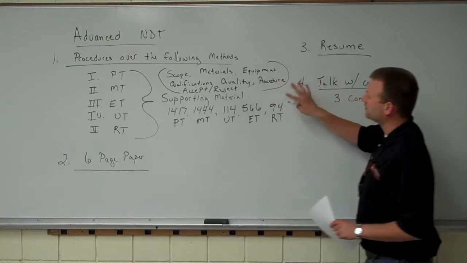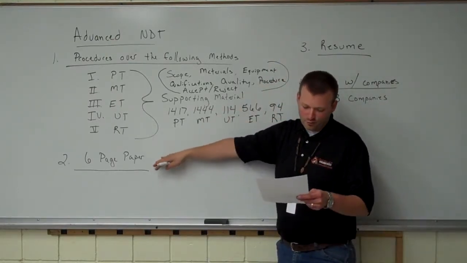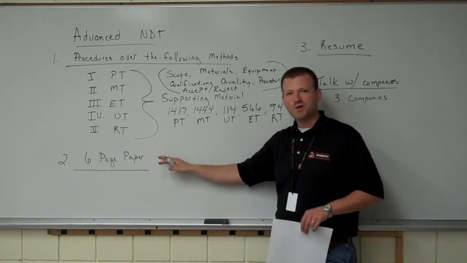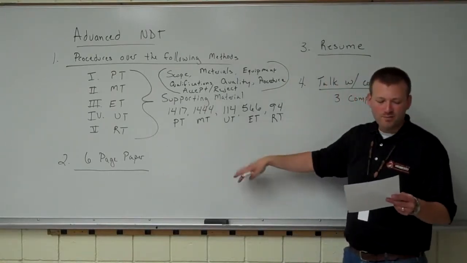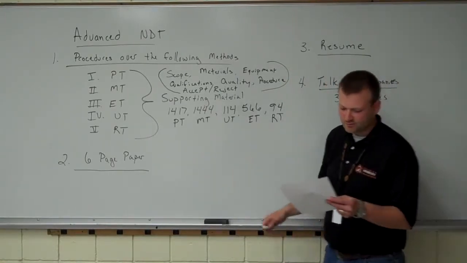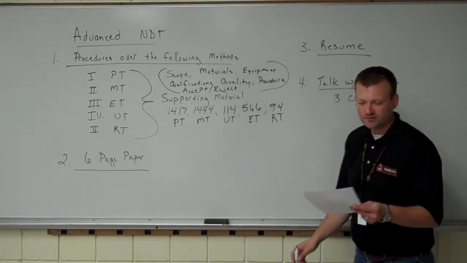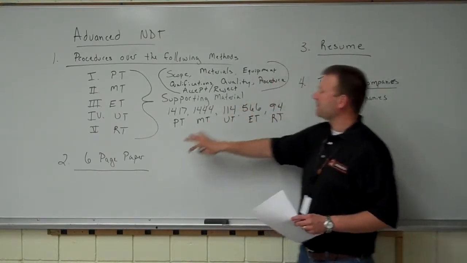So far we've got procedures. You're going to have 5 procedures. You're going to have a 6-page paper over thermal testing, acoustic emission, phased array ultrasonics, or laser shearography. Just one paper, double-spaced, the whole bit, over one of those methods. Okay, just to repeat those one more time: thermal testing, acoustic emission, phased array ultrasonics, or laser shearography. So 5 procedures, 1 paper.